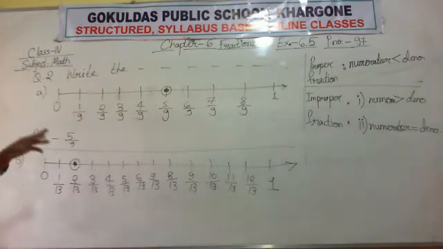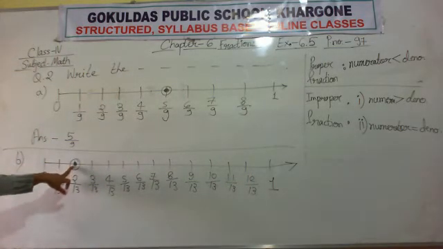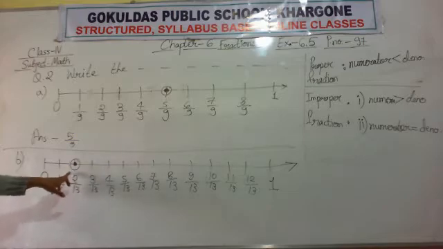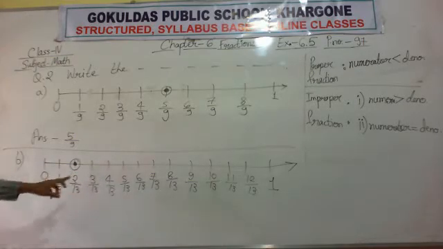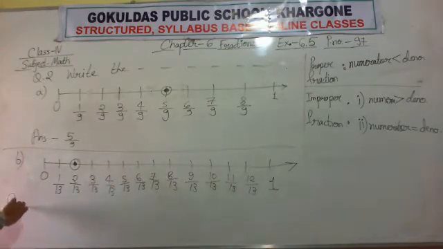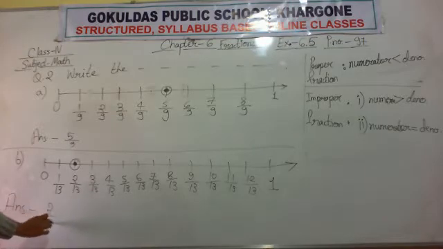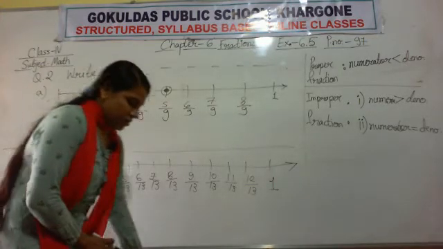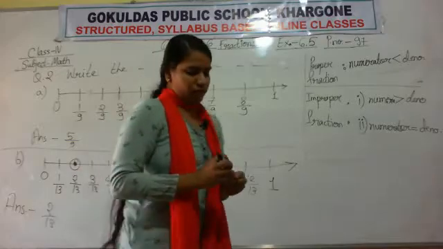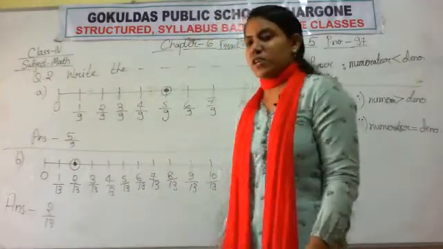Okay. Now we want to know the value of this point. So the value of this point is 2 upon 13. So what will be your answer? Your answer will be 2 upon 13. Now question number C.